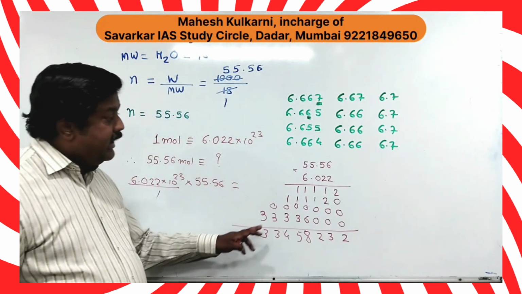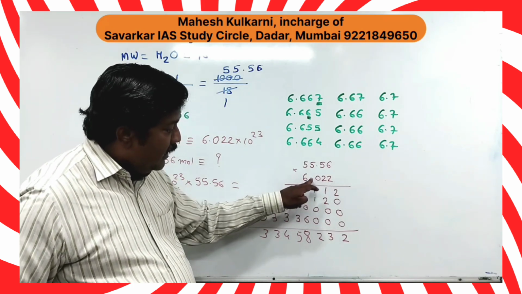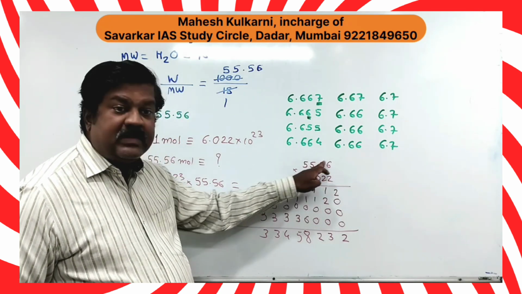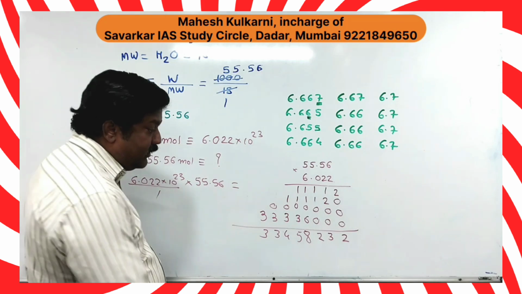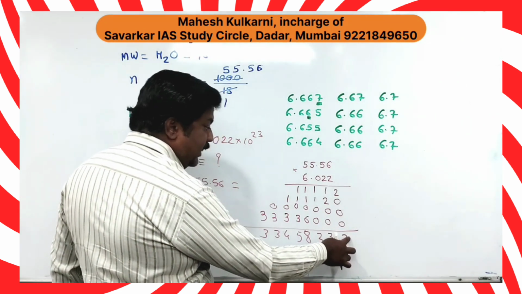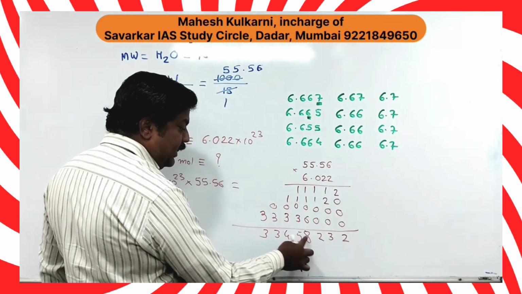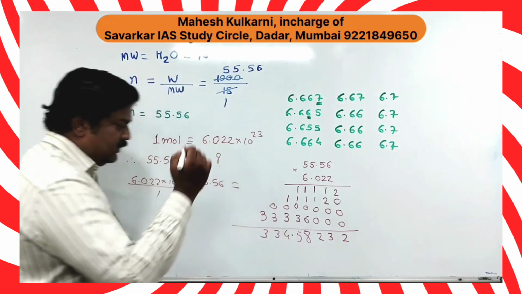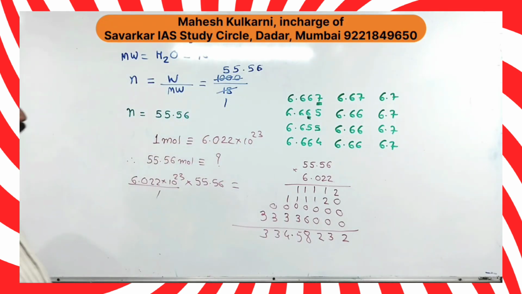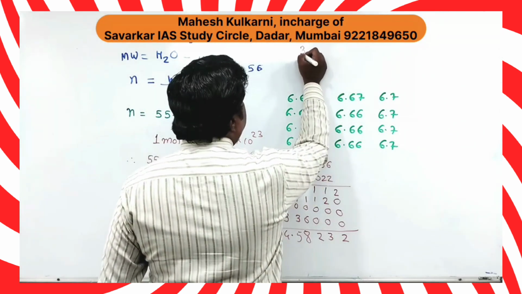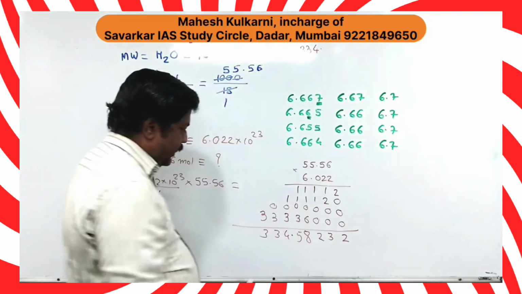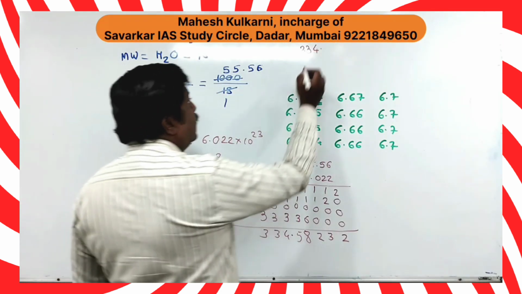And what is the rule? Decimal after summing: here 3 places, here 2 places, so the decimal should be given after 5 places. So from here 1, 2, 3, 4, 5. So our answer, I will write here, is 334.58232.